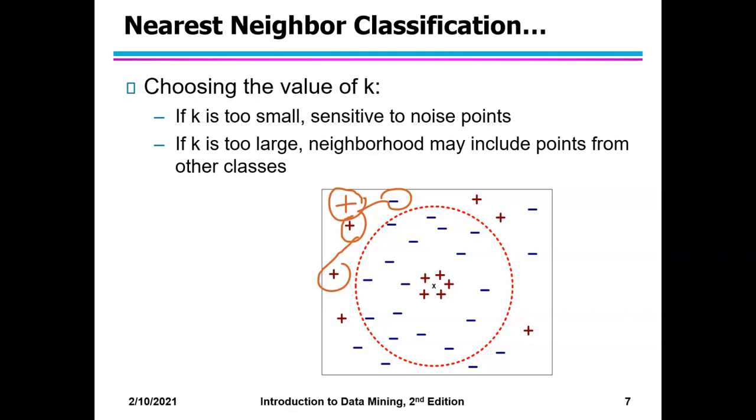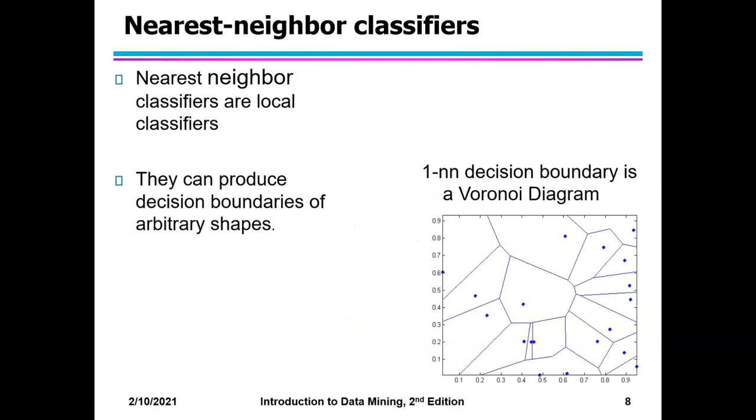Okay. So whoever is within distance 1, that will be my cluster, right? So this is how it looks. And there are some sensitivity cases: if k is too small, it is sensitive to noise points, so k should be larger to avoid the noise. And if k is too large, the neighborhood may include points from other classes, so k should not be too small and not too large.